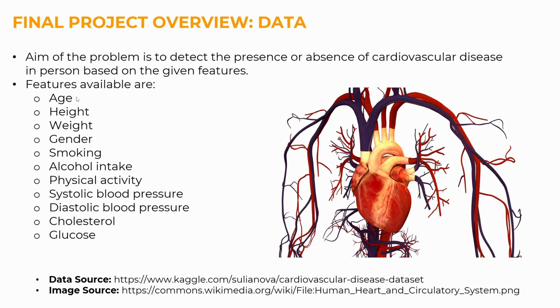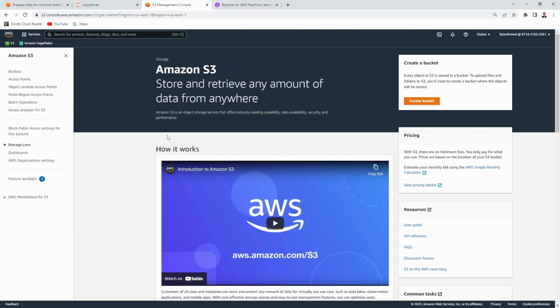Basically here, the features are age, height, weight, gender, smoking. We also have the alcohol intake, their physical activity. We also have their blood pressure, and cholesterol level and glucose level as well. And if you wanted to read a little bit more about the data and the source of the data, I've included a link here to the cardiovascular disease data set available on Kaggle. So let's go ahead and get started.